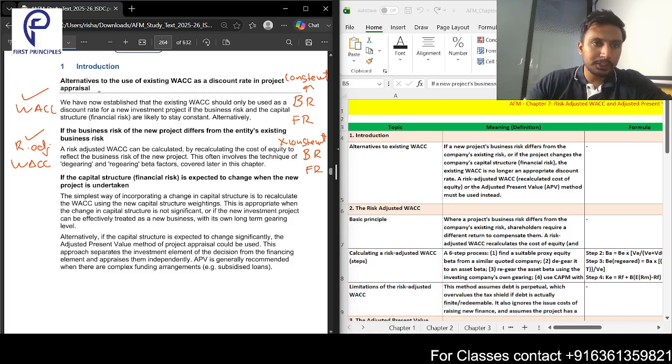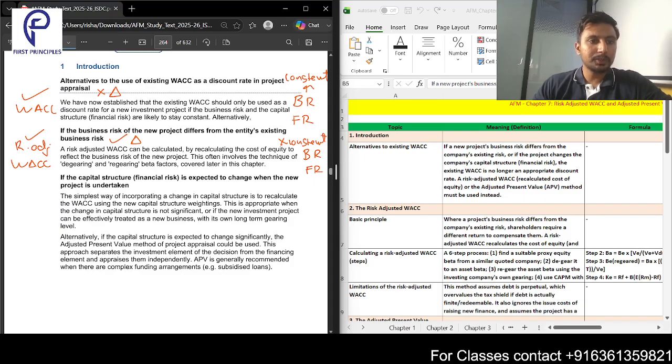If there is no change, we will use the WACC. Second, if there is a change, we will use the risk-adjusted WACC.